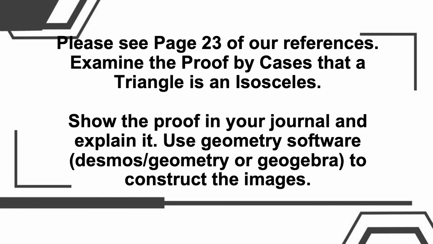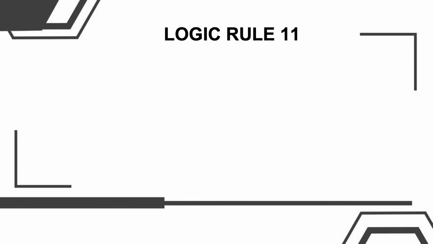So, sa page 23 ng Greenberg, meron dyan yung proving that a triangle is an isosceles. So, you have to show the proof in your journal and explain it. So, you can make use of geometry software to try drawing it, no? Construct the images. So, let's continue. Baka matulong din yung mga susunod na case.